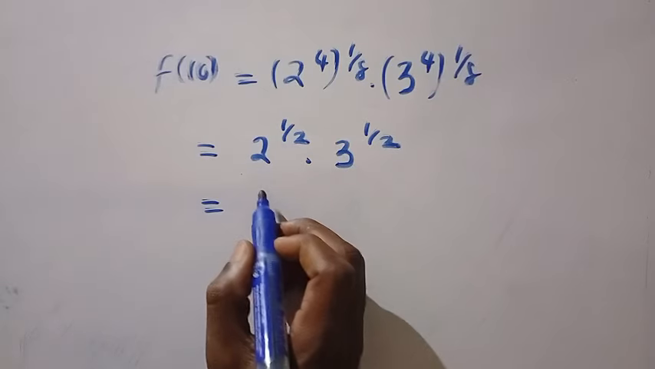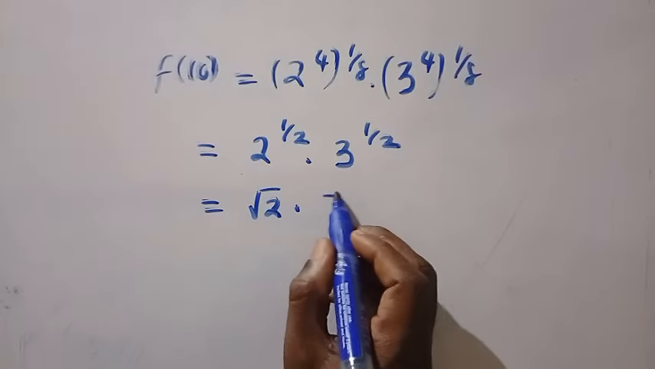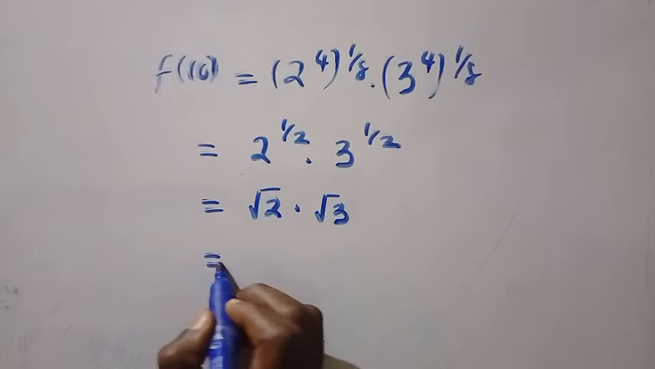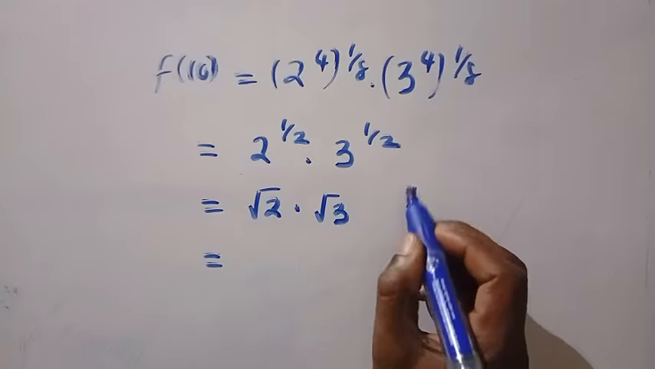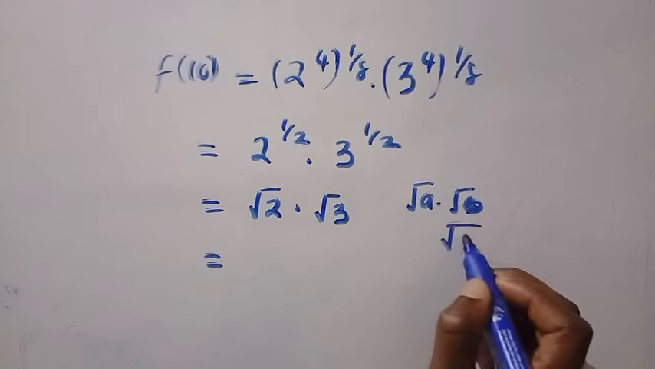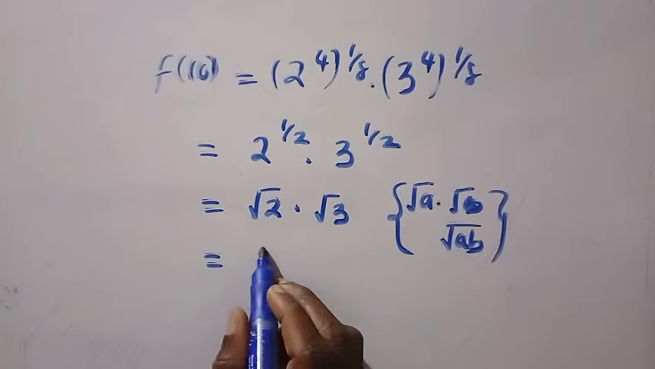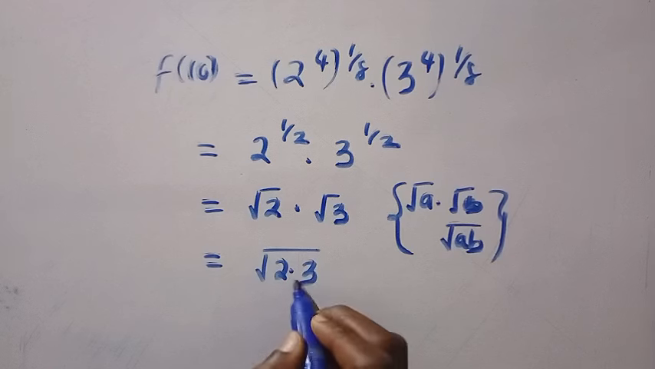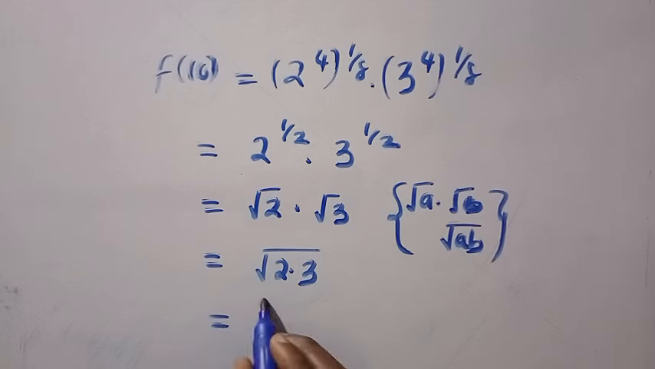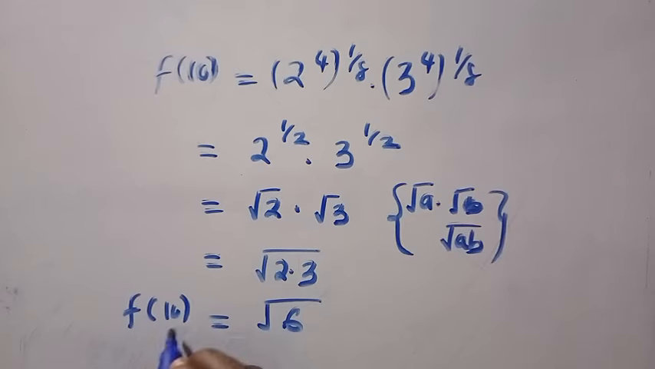So 2 power 1 over 2 is the square root of 2, multiplied by 3 power of 1 over 2, that is the square root of 3. If we have root a multiplied by root b, that gives us root ab. So we apply this rule, and we have the square root of 2 times 3, that is the square root of 6, which is the result of f(10).